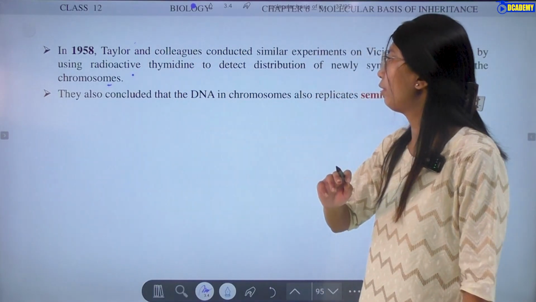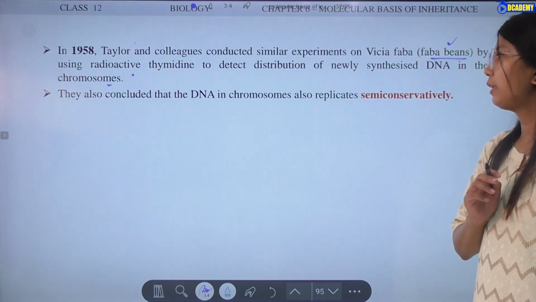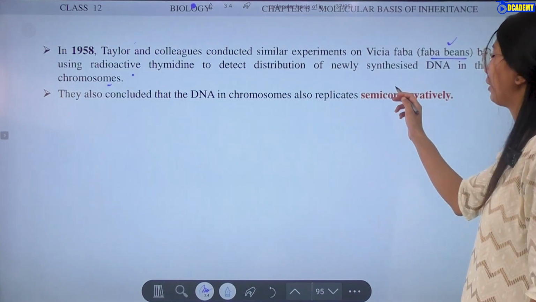And using radioactive thymidine to trace the distribution of new DNA, they also concluded that DNA in chromosome replicates semi-conservatively.